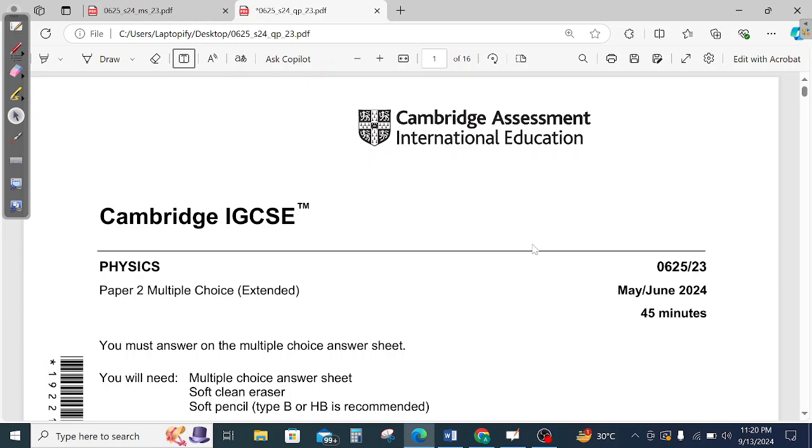Today we are moving towards the last lecture of May June 2024, paper 2 multiple choice extended version, and the paper version is 23.